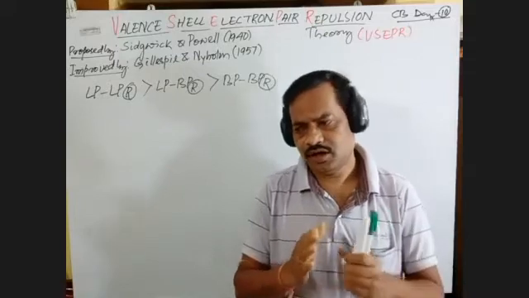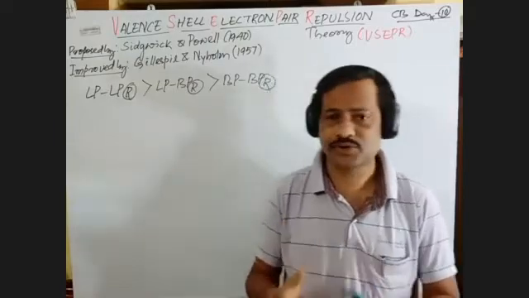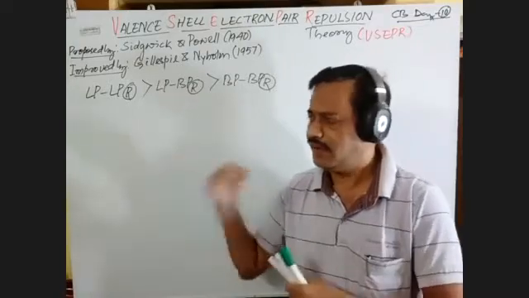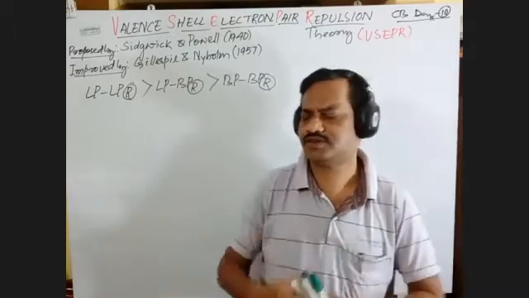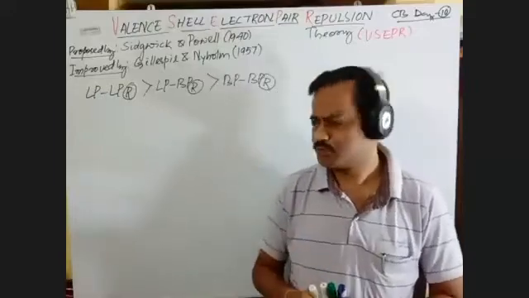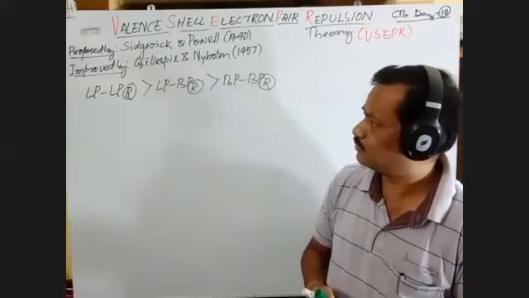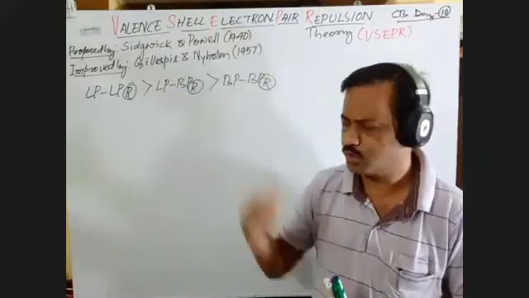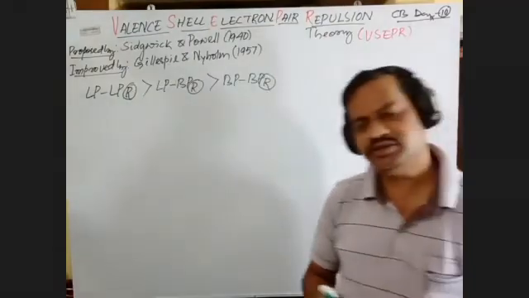Our Lewis concept of covalent bonding, which we call the electronic theory of valency, has failed to explain why molecules have different structures. It also failed to explain bond length and bond energy. That's why this theory was developed, which is called the valence shell electron pair repulsion theory, or VSEPR.